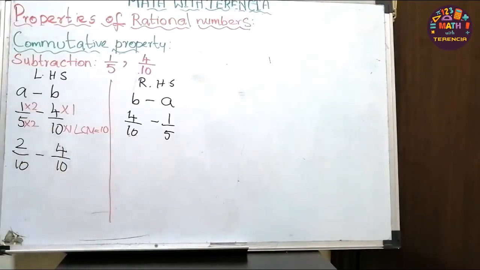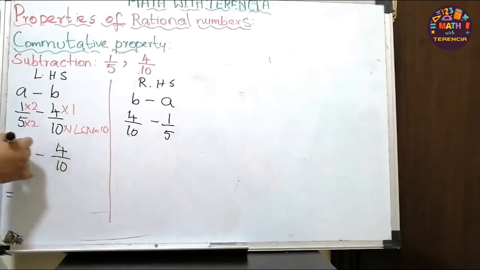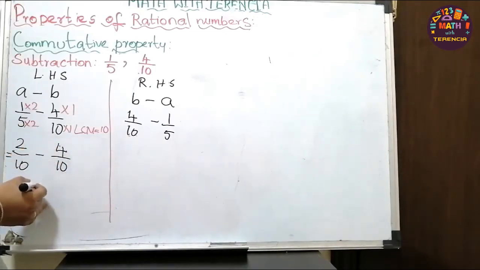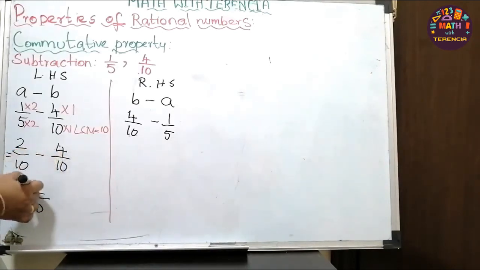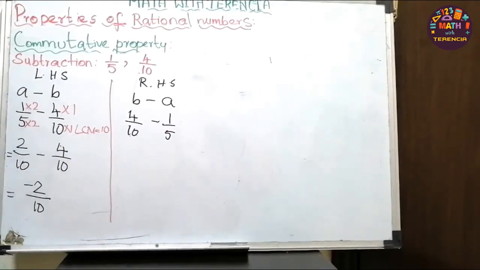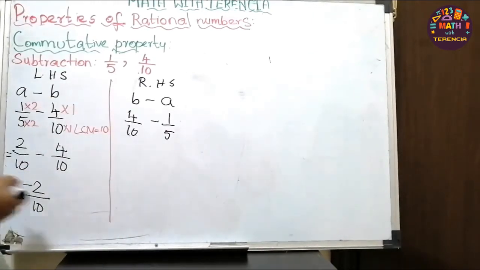It is 4. Now if we subtract, what will I get? 2 minus 4. Both are having different signs, so I find the difference of 2 and 4. Difference of 2 and 4 is 2. And the denominator is 10, and the greater number is 4, is having minus sign, so the answer is minus 2 by 10.